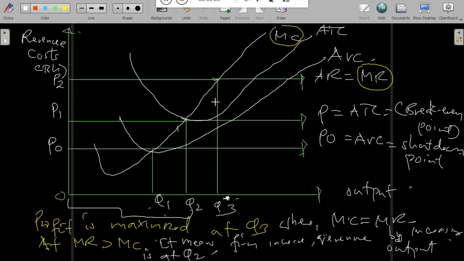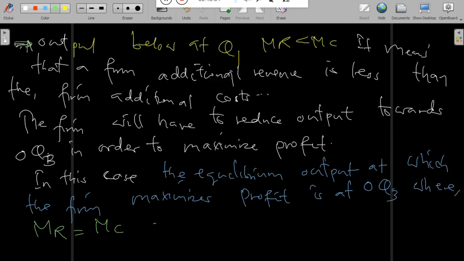So in this case, the equilibrium output at which the firms maximize profit is at Q3, where the marginal revenue is equal to marginal cost. At output above Q3, marginal revenue is less than marginal cost. It means that the firm's additional revenue is less than the firm's additional cost, and the firms will have to reduce output towards the Q3 in order to maximize profit.